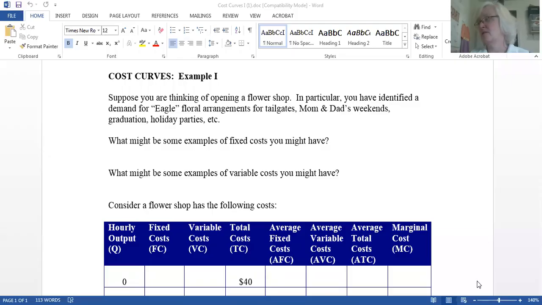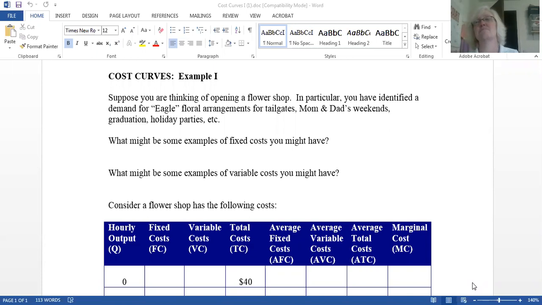The best way to learn economics is to do economics. So I have this example. I'm going to share my screen now and go over to that example. So hopefully I can find it here. And there you go. This is an example, assuming that we're opening a flower shop in town here in Cheney, for example. And you've identified that there's a certain demand for eagle-themed floral arrangements, red, blue, black, and white arrangements for tailgates, moms and dads weekends, graduation, holiday parties, and so on. So you have this little flower shop that we're opening up.